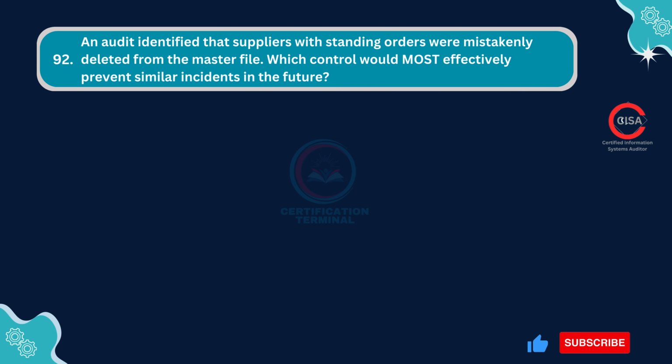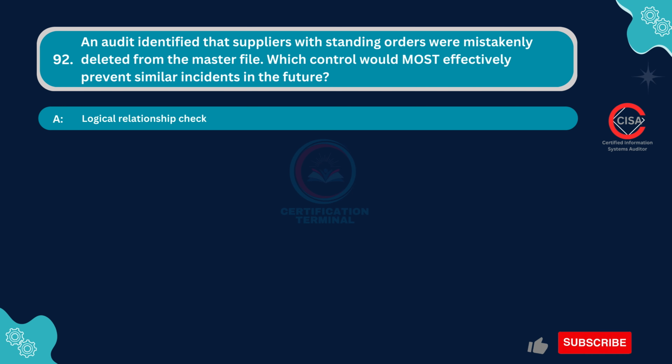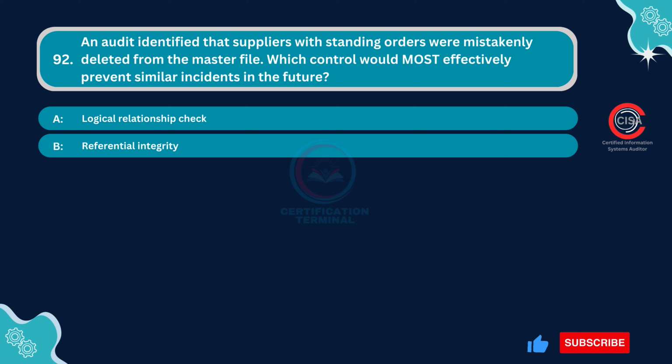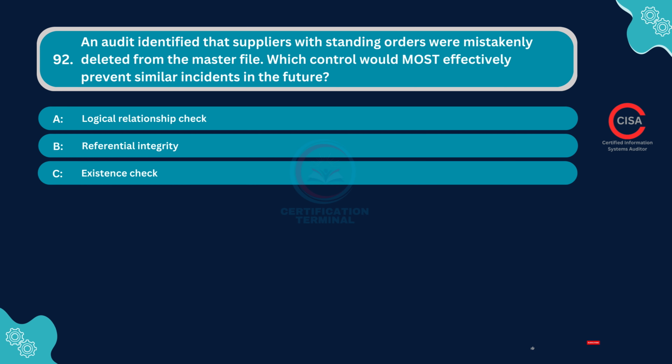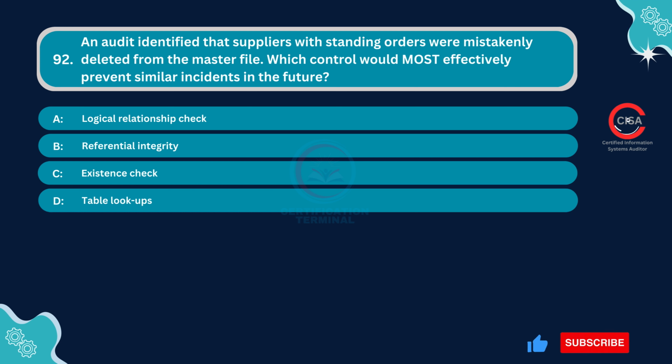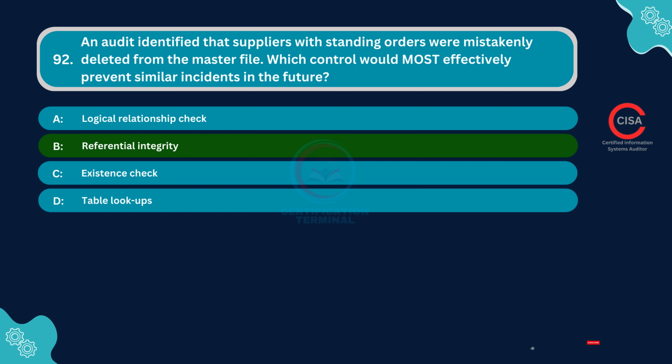Question number 92. An audit identified that suppliers with standing orders were mistakenly deleted from the master file. Which control would most effectively prevent similar incidents in the future? Option A, logical relationship check. Option B, referential integrity. Option C, existence check. Option D, table lookups. The correct answer is Option B, referential integrity.